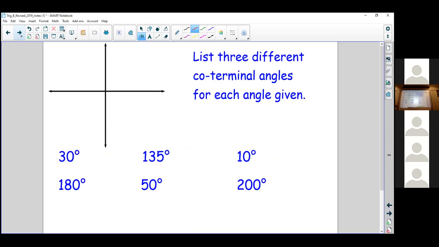Okay, we'll do a little bit more of that. So list 3 different coterminal angles for each angle given. So 30 degrees, think about 30 degrees, it looks like this.